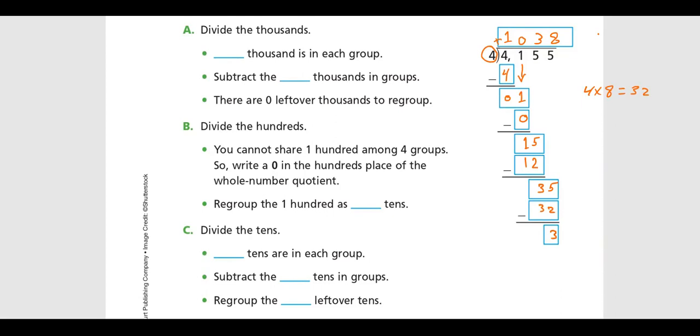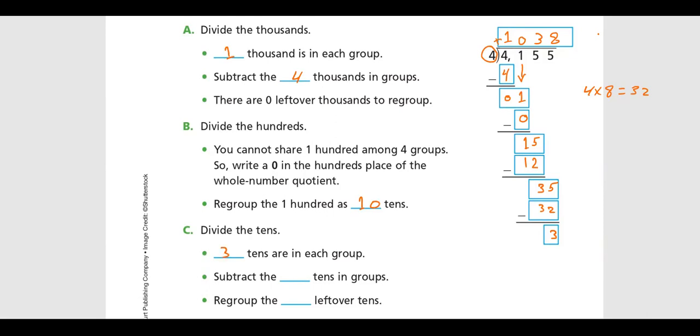So 1,000 in each group. Subtract the 4,000 in groups. Remainder is 0. Here also regroup 100 as 10 tens. Divide the tens. How many tens in each group? 3 tens.